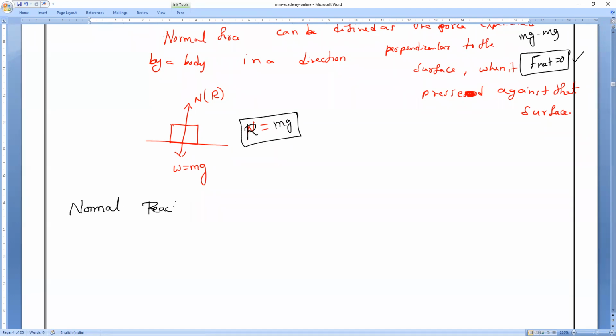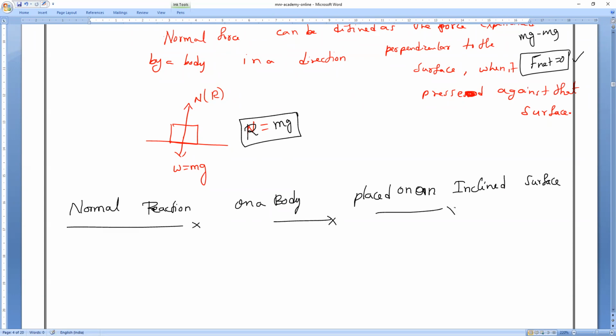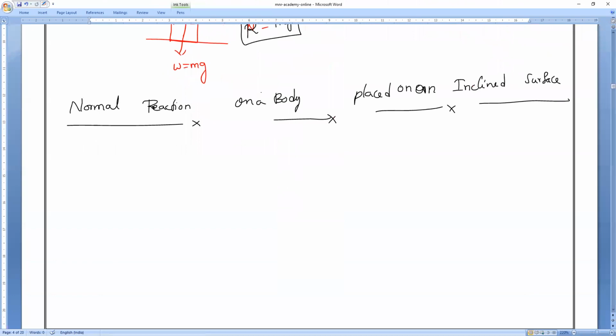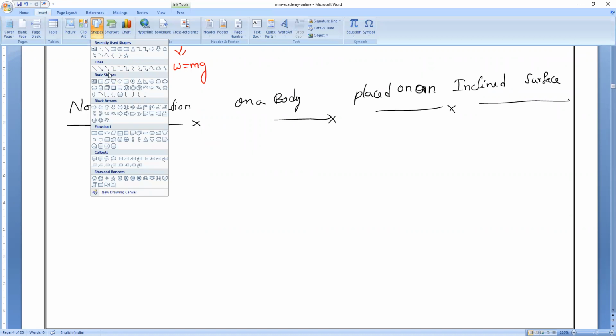Normal reaction on a body placed on an inclined surface. How many of you know about sliding? So in this situation, what about the normal? Be very careful. I'll draw the surface and explain. If you have any small doubt, ask me, but here you have to use trigonometry. I'm saying it now, but you should learn the trigonometry. I will help you, but you should learn it.